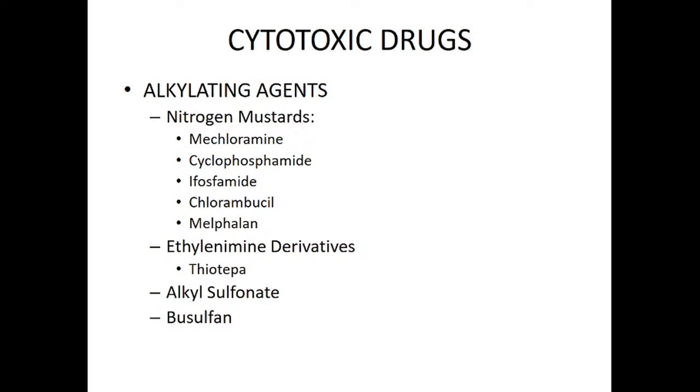Busulfan, never forget pulmonary fibrosis, never forget skin pigmentation. Additionally, do not forget that the hematological toxicity is not uniform, it is differential. For example, the granulocytes are affected more, second platelets, third RBC. So that is the differential way in which the hematological parameters are affected with busulfan.